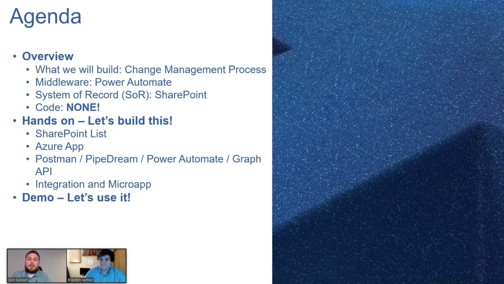When we're done talking about what we're going to be building, we're going to do a hands-on building of everything: setting up the SharePoint list, registering the Azure app, going through a number of tools, Postman, Pipedream, Power Automate, Graph API, and the integration and Microapp in the Citrix Workspace. Once we're done with that, we're going to do a live demo of using it so you can see how it works. The hands-on of building everything is going to be screen captures, and we're going to talk through all those things just to keep this sped up a little bit so we're not taking too much time.